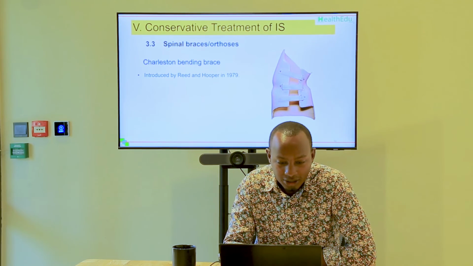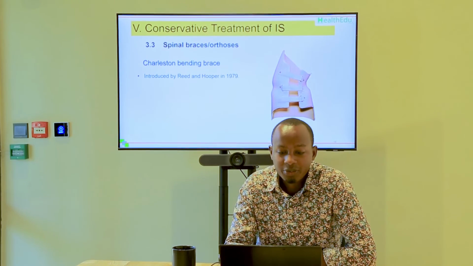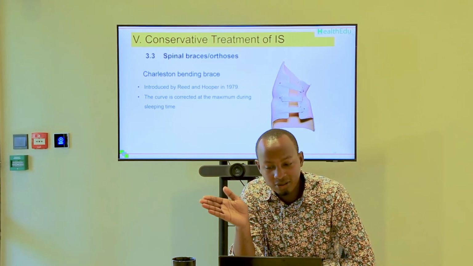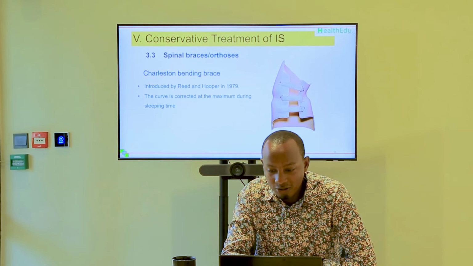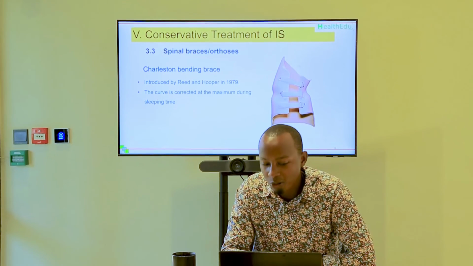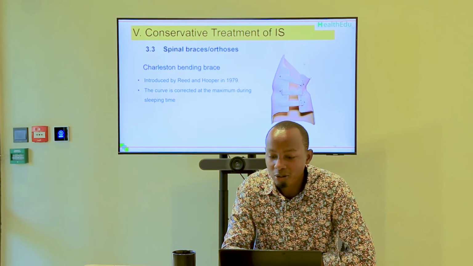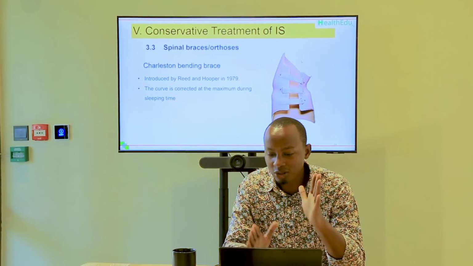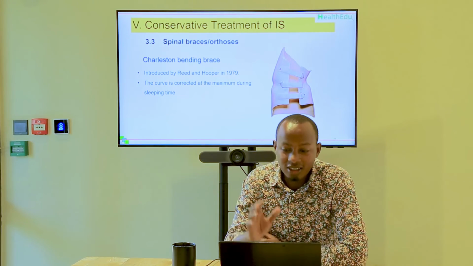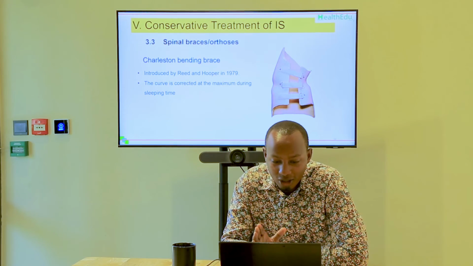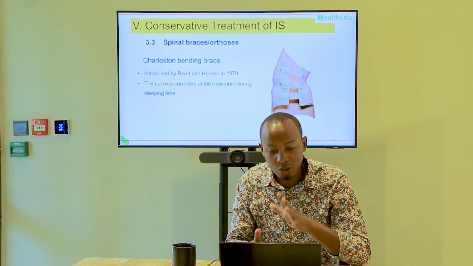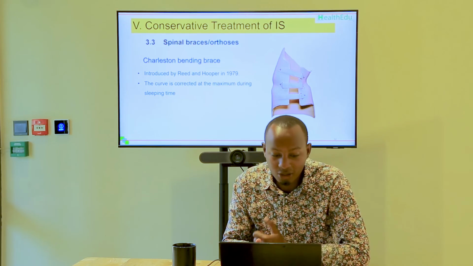This Charleston bending brace was introduced by Reed and Hooper in 1979. As you can see, it's bending to the side, so it's overcorrection. If the patient has a scoliosis towards this side, you have to overcorrect to the maximum on the other side, which is normal, so that you can correct the curvature. And because it has the maximum curvature, the patient can't walk with this hypercorrection. It is used during bed time or at sleep.